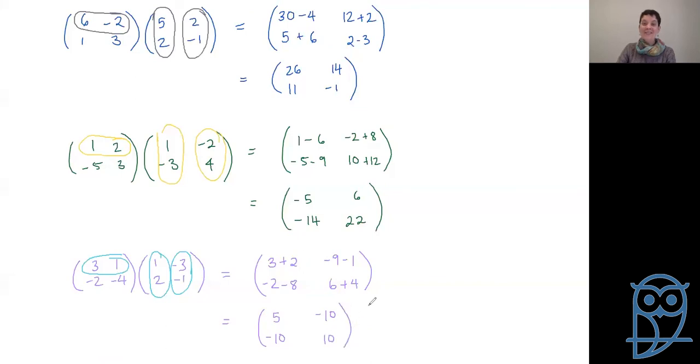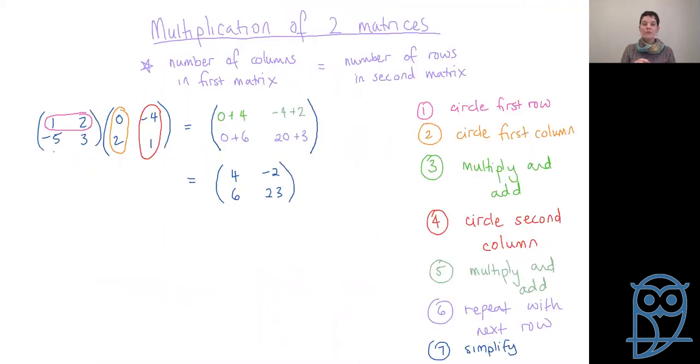And that answer was completely unplanned. Sometimes when you make up sums out of your head, they go completely wonky, and sometimes they go completely cool. So the multiplication of our [3, 1; -2, -4] times our [1, -3; 2, -1] gives us [5, -10; -10, 10]. A very funky answer.